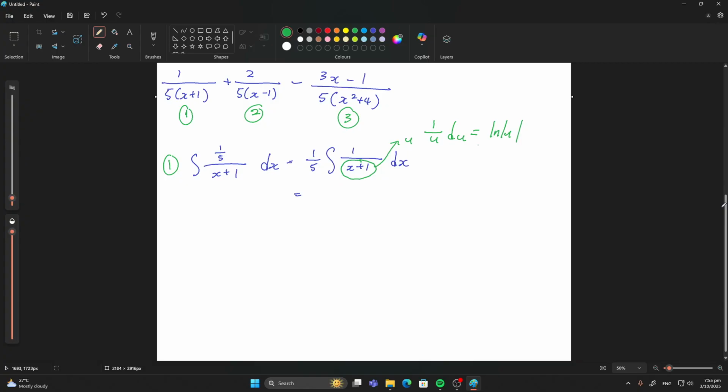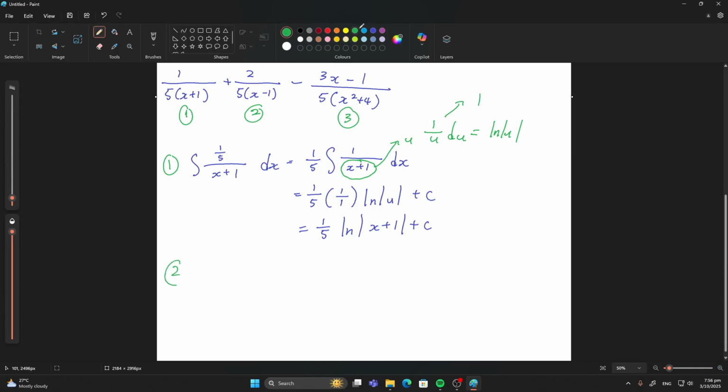Oh sorry, integrate. Then to differentiate u is basically just 1. So in this case, it is 1 over 5 over 1 divided by the differentiated term of u, which is still 1, so there's no difference, times ln u plus c, which is equals to 1 over 5 ln x plus 1 plus c.